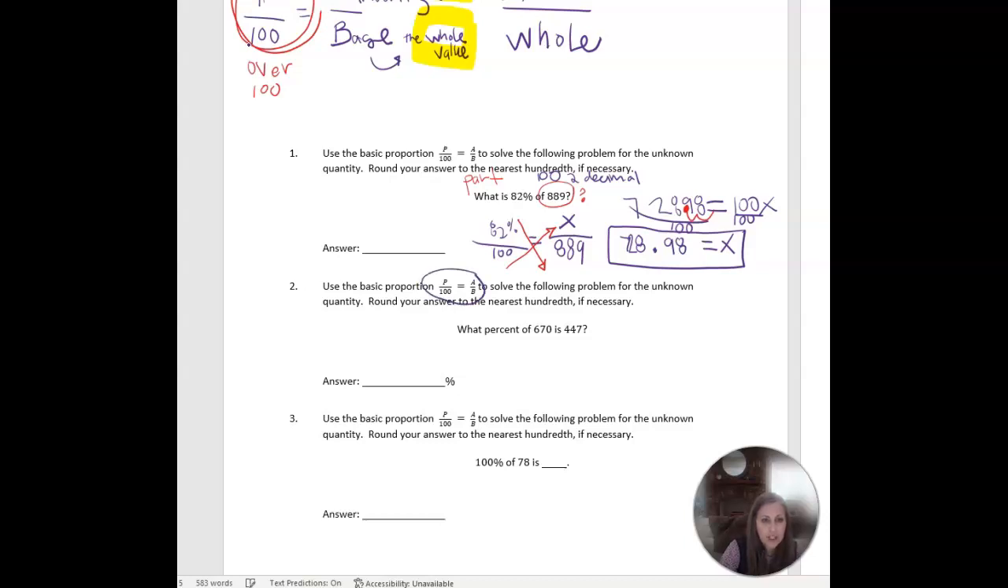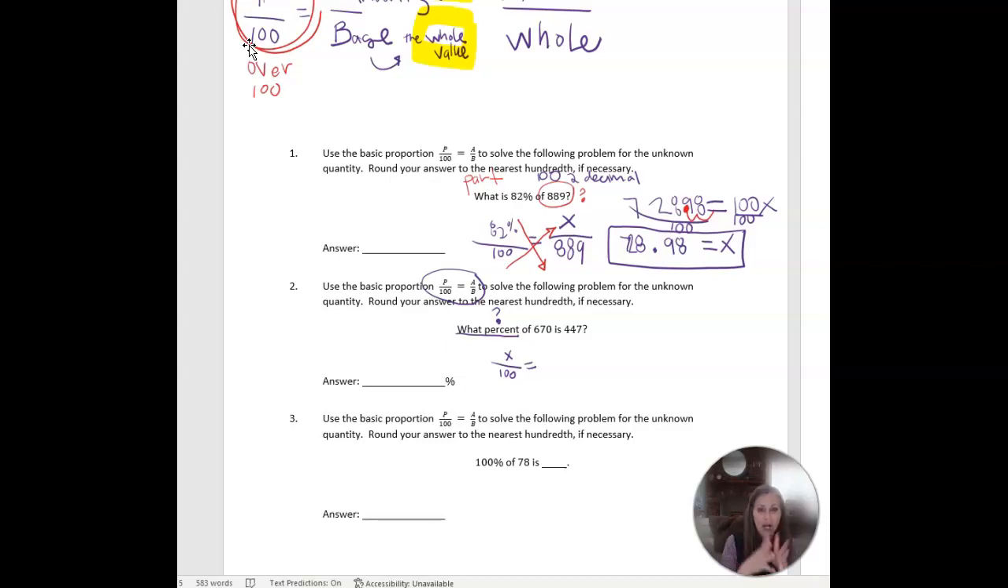Percent goes over 100. Well, this one starts out and it says what percent? In other words, I don't know what the percent is. That's what they want us to find. So our percent is unknown, and we always put our percent over 100. Now all we have to do is decide if 670 is the base or 447. Well, this one's pretty simple.